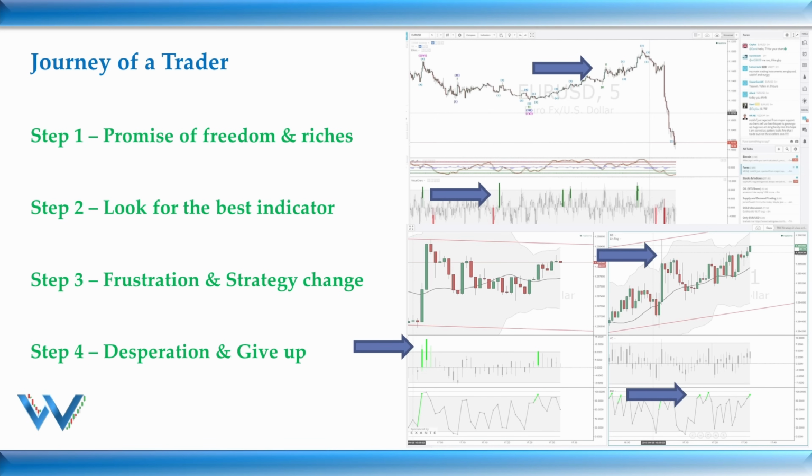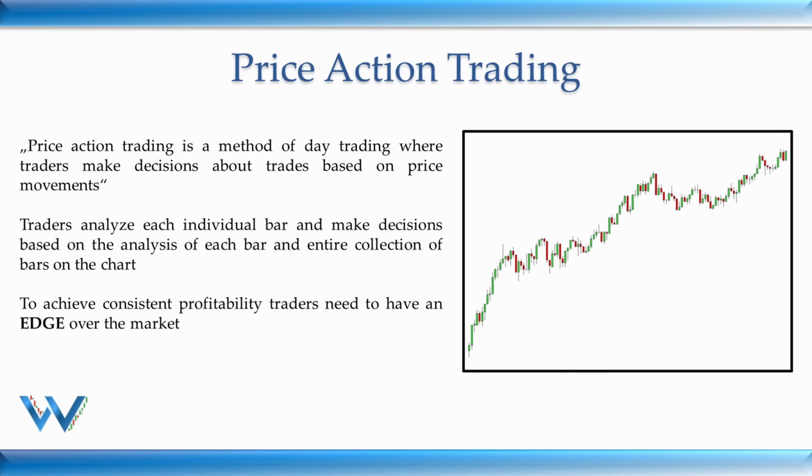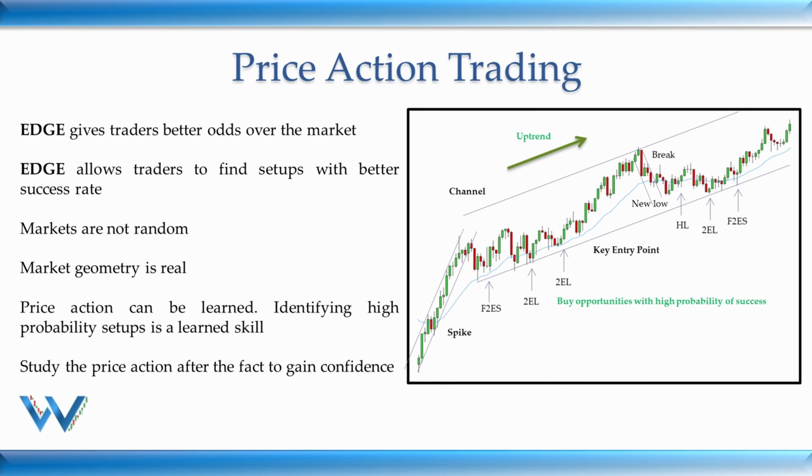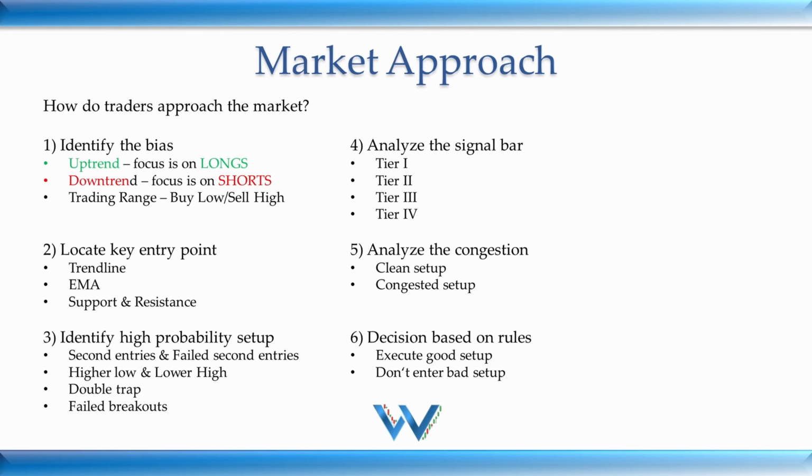How to trade pure price action. What is price action? In simple terms, you just observe the pure price and analyze every single candle, every single bar without any clutter. To achieve consistent profitability, traders need to have an edge over the markets. It's simple. The more you're able to anticipate where the market is going, the better chances you have to make more money. Edge gives traders better odds over the market and allows traders to find setups with better success rate. And when you analyze pure price action and when you wait for your edge to form, you can take advantage of the markets. Okay, so what is the proper edge?